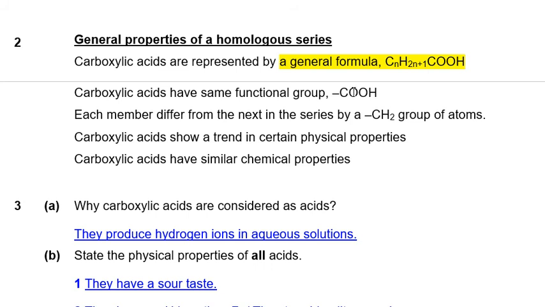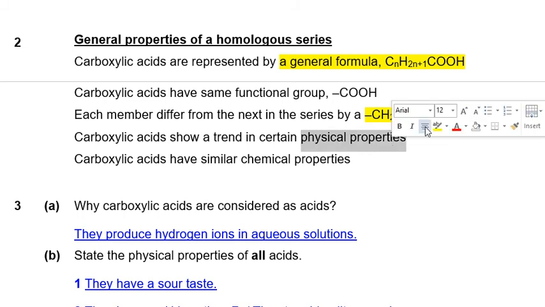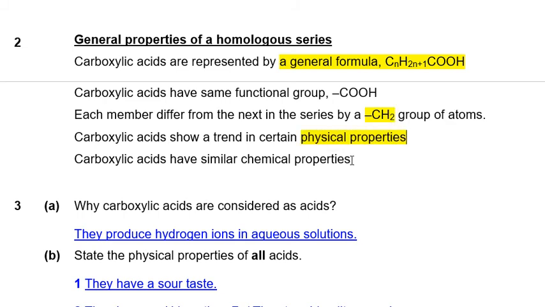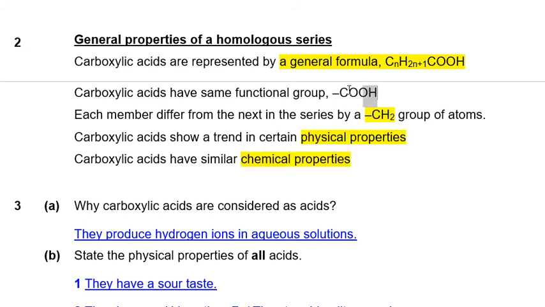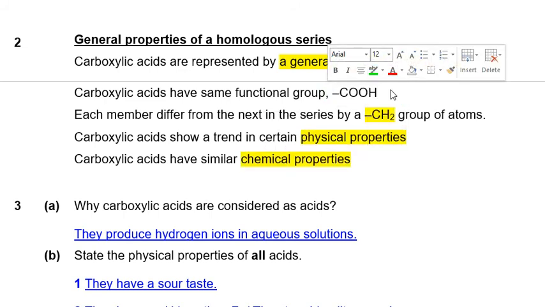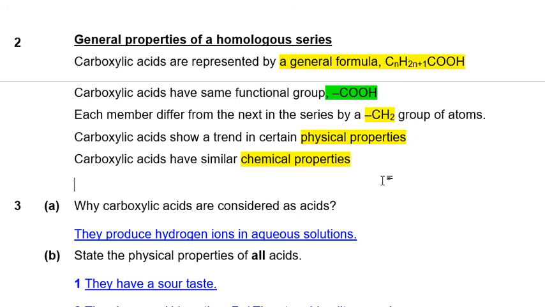Compare this with the OH group for the alcohols and the carbon-carbon double covalent bond for the alkene group. Then this is actually similar for the rest. The difference from each member to the next is just a CH2 group, and carboxylic acids will show a trend in the physical properties as they become bigger in size, and they will all have similar chemical properties due to the presence of the COOH functional group in all the molecules. So this is question number 2.